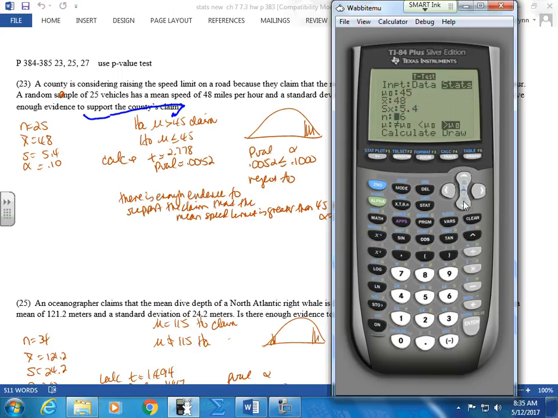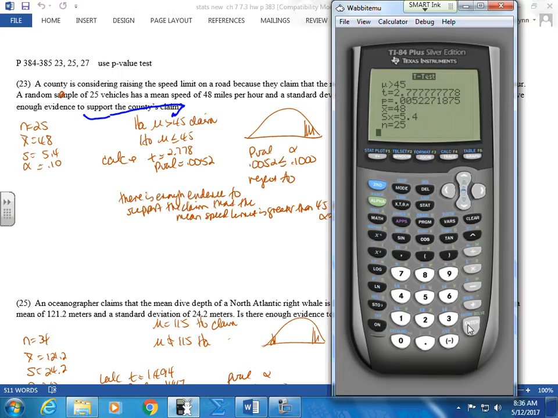My n, 25. Make sure you use your n. This follows the HA, so it's pointing to the right, and it's already pointing there. There's my p-value right here. That's the only way to get your p-value. So pull out your p-value and test.